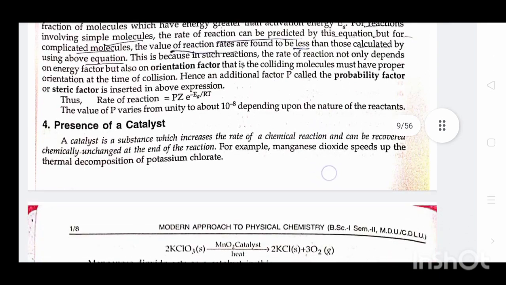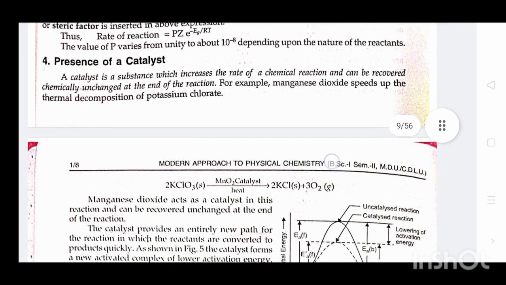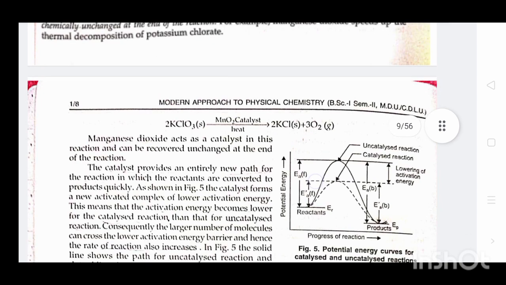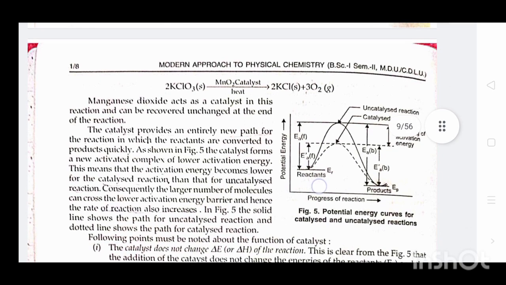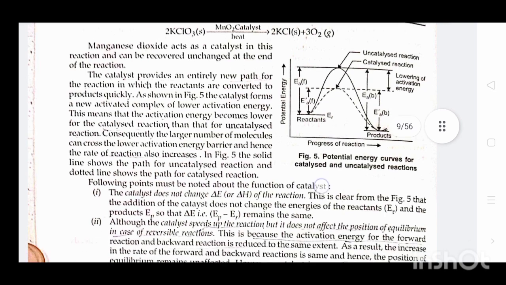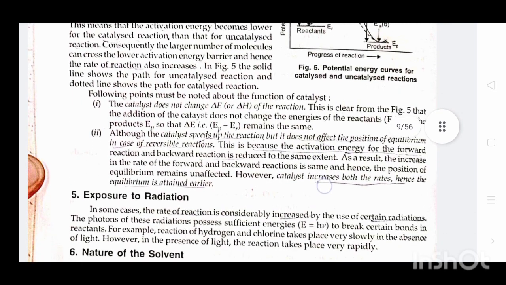Presence of catalyst. A catalyst is a substance which increases the rate of chemical reaction and can be recovered chemically unchanged at the end of the reaction. For example, manganese dioxide speeds up the thermal decomposition of potassium chlorate. Manganese dioxide acts as a catalyst in the reaction and can be recovered unchanged at the end of the reaction. Following points must be noted about the function of catalyst.